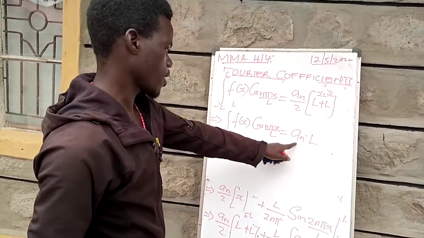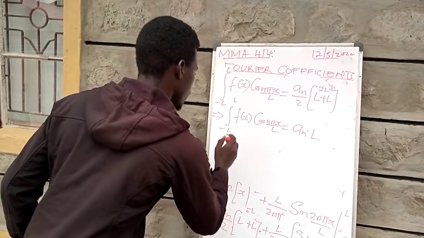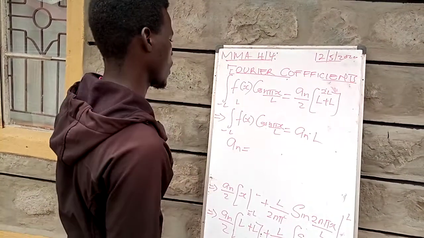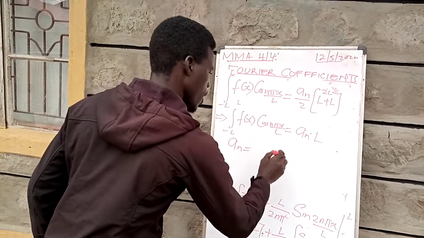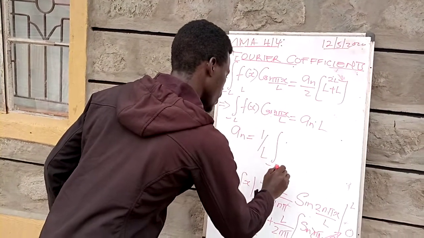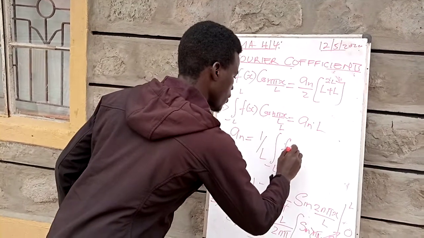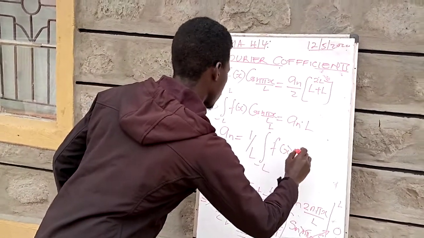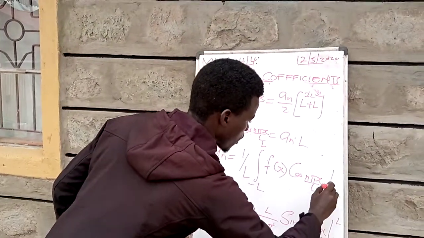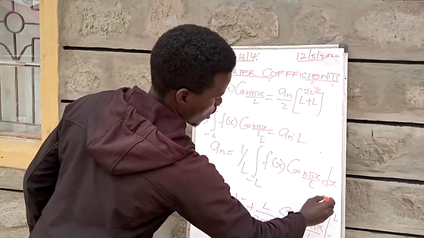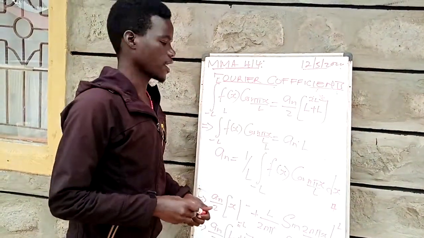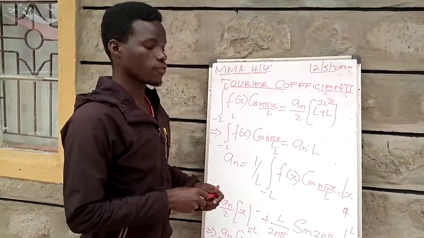So we want to find the coefficient a n. What do we do? We divide both sides by L. So a n is equal to 1 over L times the integral from negative L to L of f of x cos n pi x over L dx, as required. Thank you for listening. We have come to the end of the derivation.